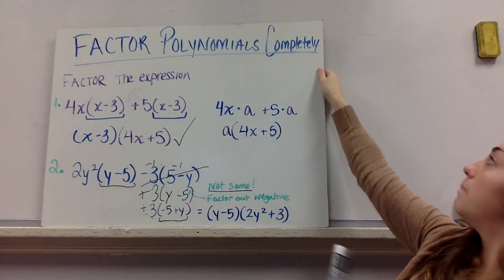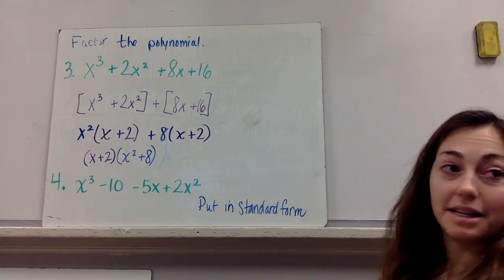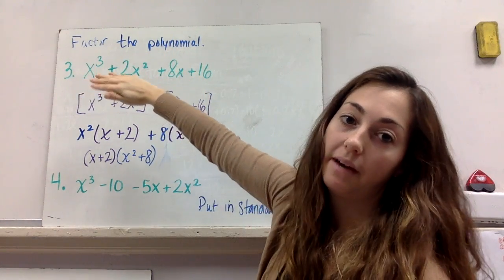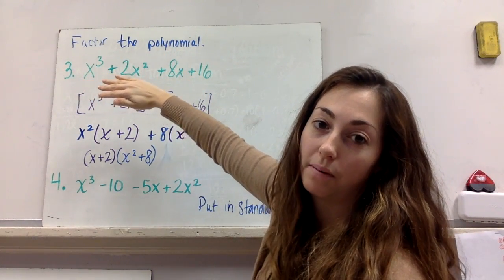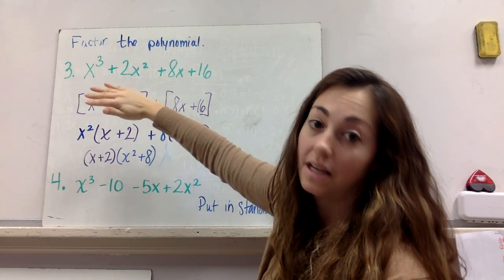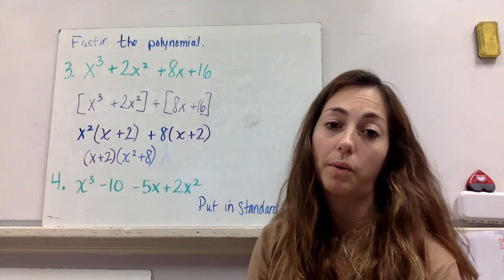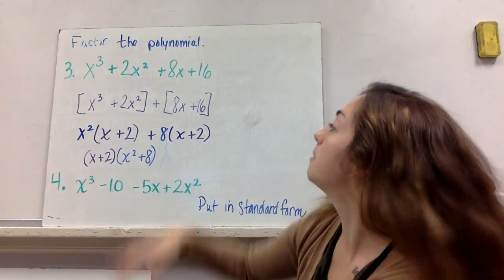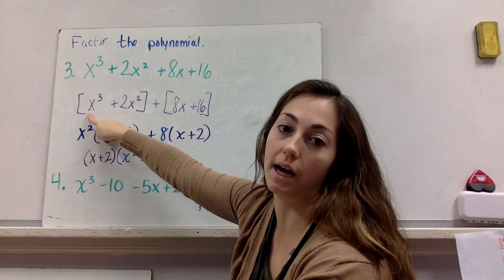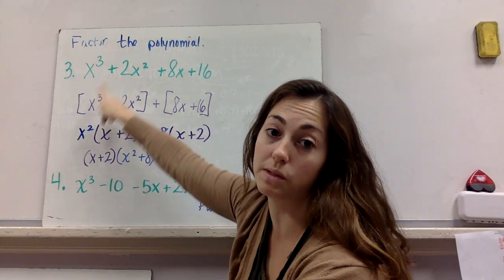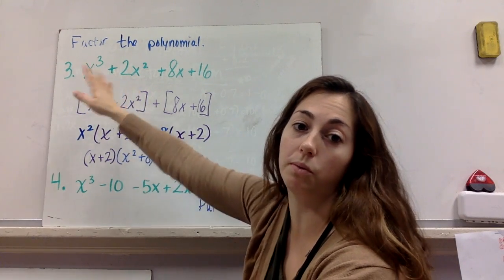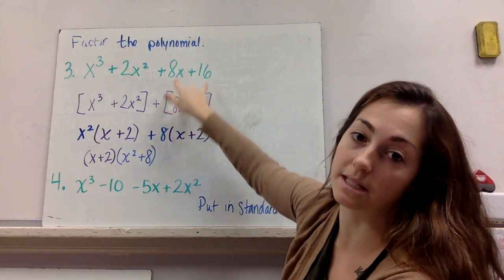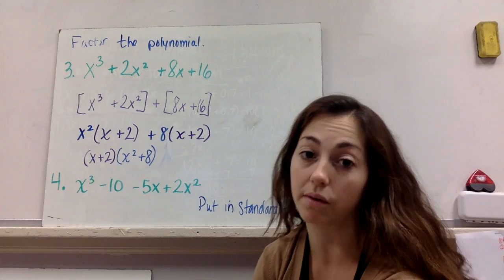So now we get a bit further into this lesson. Factor the polynomial. Number 3, I've got x cubed plus 2x squared plus 8x plus 16. So I've got 4 terms here to work with, and we're going to see a lot of cases like this with 4 terms. My first 2 terms are x cubed and 2x squared, and I'm going to work with those individually. And then I have plus 8x plus 16, and I'm going to work with those 2 initially.